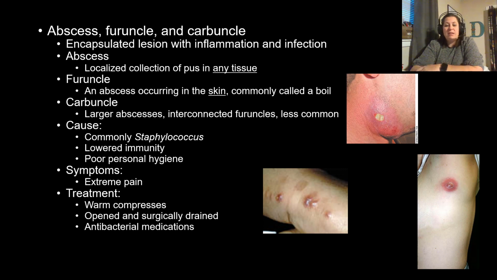Symptoms are extreme pain in the area due to the swelling and the infection present. Treatment is warm compresses, which help draw the pus to the surface. We may need to open them and surgically drain them if they get too large. And antibacterial medications like antibiotics may need to be used.